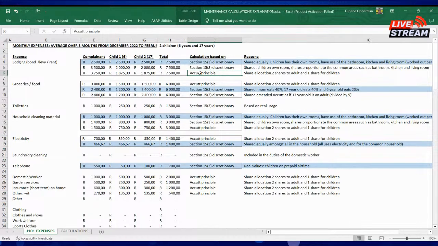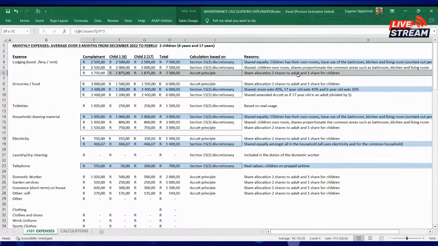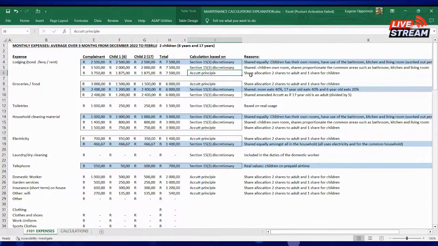But that is logistics. Basically, what it says in the Akut principle is, and that is used quite often specifically in the courts in the Western Cape, where we allocate 2 shares for each adult and then 1 share for each child in order to work out how you split the expenses between the child and the complainant or the mother. But let me show practically what is meant by that. So if we use the Akut principle, let's go to this one here. The Akut principle says that we allocate 2 shares for an adult and 1 share for a child.